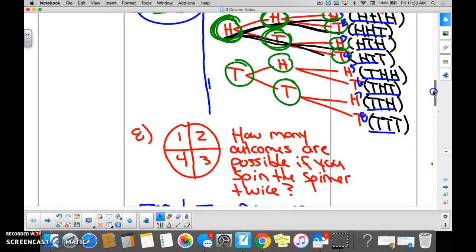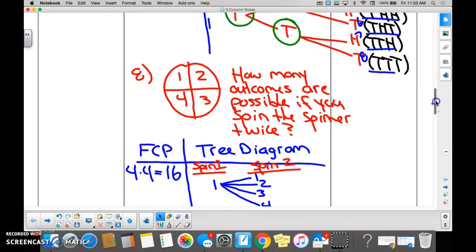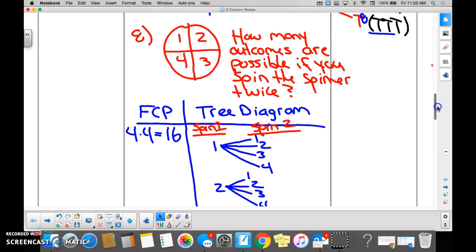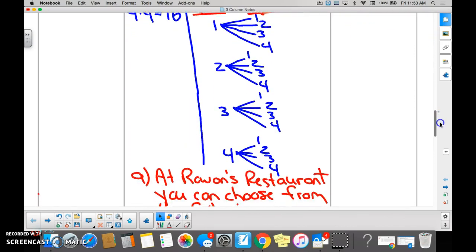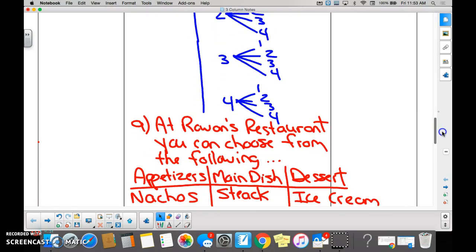Spinner, number 8, same idea. Spin 1, you could get a 1, 2, 3, or 4. Spin 2, you would get a 1, 2, 3, or 4, and you attach it to each of your first spins. And then this is the big one.